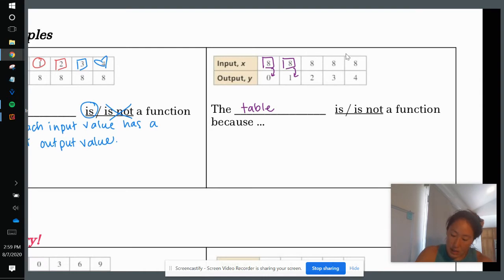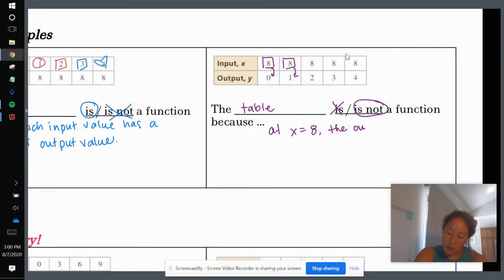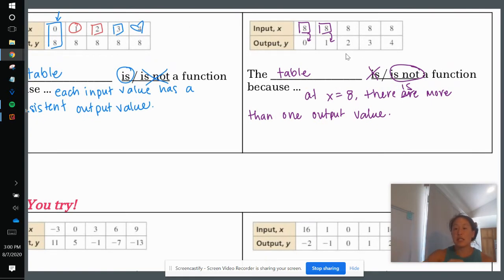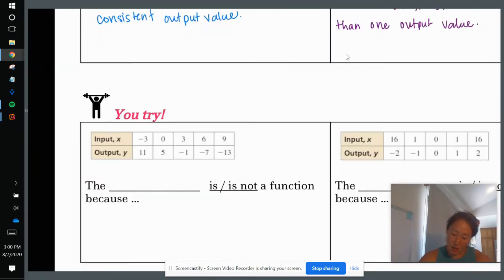Okay. So this table is not a function because at x equals 8, there is more than one output value. Okay, so in order to be a function, you need to have one output value for each individual input value. Okay, all right, you try this one.